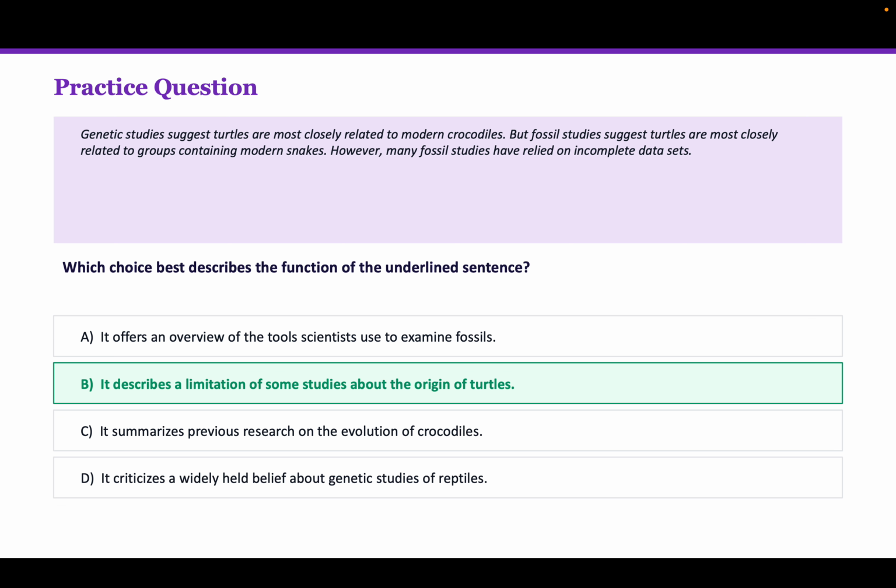We can now look at a practice question. Genetic studies suggest turtles are most likely related to modern crocodiles, but fossil studies suggest turtles are most closely related to groups containing modern snakes. However, many fossil studies have relied on incomplete data sets. So then which choice best describes the function of the underlined sentence? For some reason it's not underlined here, but just by looking at the correct answer choice, we can deduce that it was probably right over here. Many fossil studies have relied on incomplete data sets, so that probably was the underlined sentence.